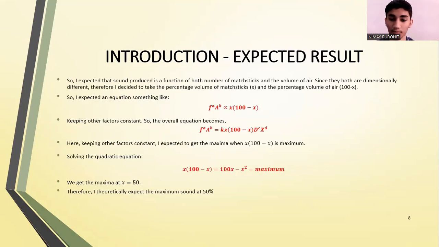So I expected the sound to be a function of both the matchsticks and the volume of air. Since they are dimensionally different, I decided to take the percentage of the volume of the matchsticks and the percentage of the volume of air. So I expected an equation something like this. Keeping the other factors constant, I formed the overall equation. Then I found the value of x such that x times (100 minus x) is maximum, and I got the maximum at x equals 50. So I expected the maximum sound to be produced at about half the matchbox.